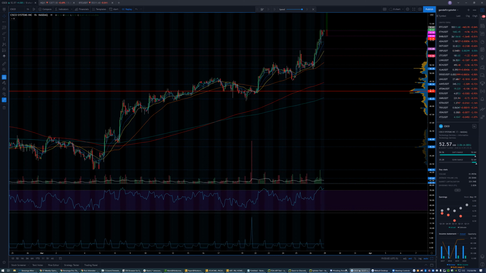Let's see. What tool is that? It's the risk reward tool on TradingView. It's just the long position. You can do a long and a short position.